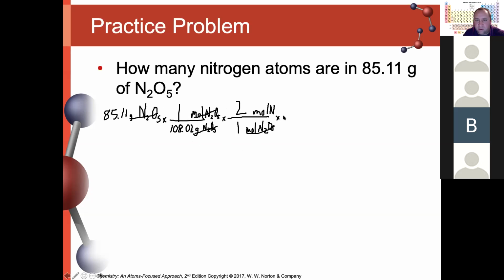And then the last step, I want to go from moles of nitrogen to atoms of nitrogen. And this is where the Avogadro number comes in. 1 mole is 6.022 times 10 to the 23rd. And so my moles of nitrogen cancel.